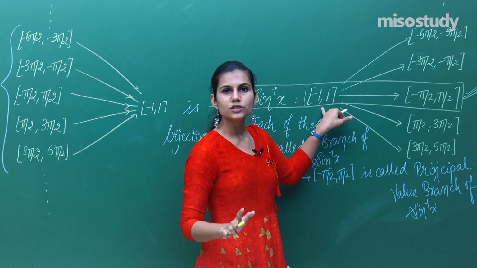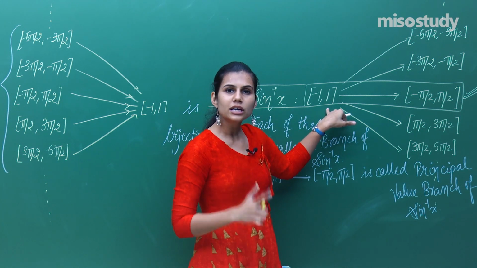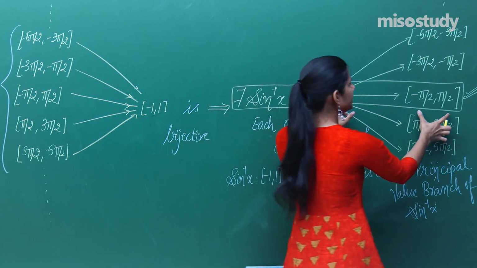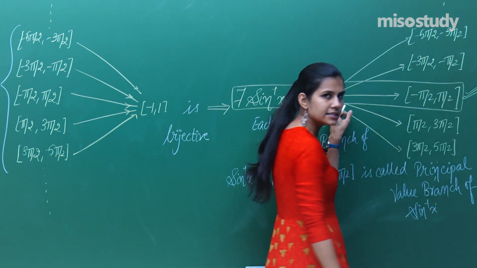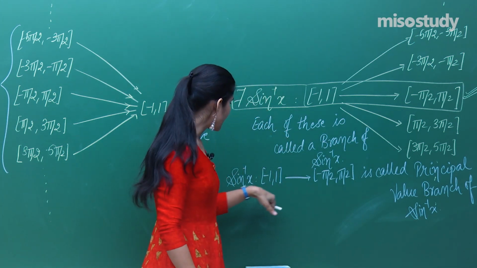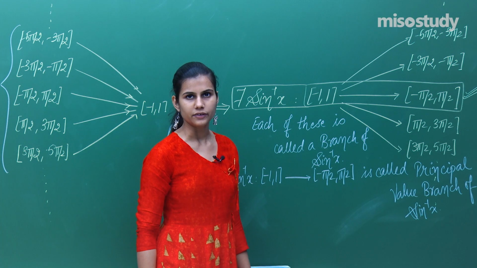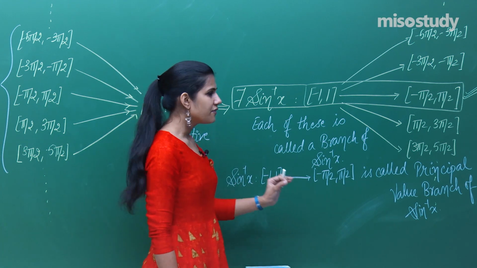So if somebody asks you to give the principal value of sine inverse 1, you have to search the answer in this interval, not anywhere else. You have to consider the principal value branch and find the answer of sine inverse 1, which is going to lie in [-π/2, π/2]. Is it understood? Revise everything very nicely.